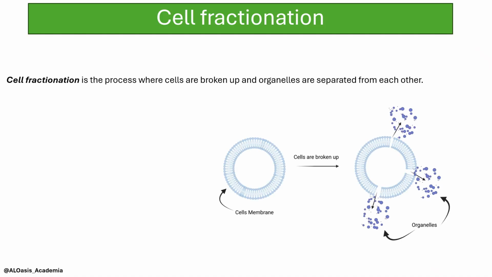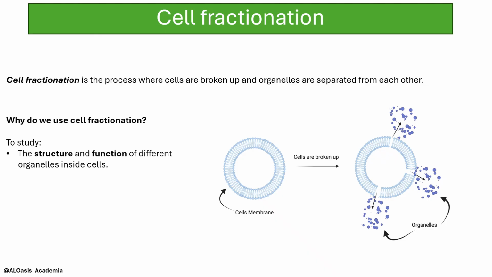Cell fractionation is the process where cells are broken up and organelles are separated from each other. As we look here in this diagram, we have a cell membrane that is intact. During cell fractionation, we will break open the cell, and this will result in the organelles starting to move out of the cell through these openings, as we can see in this image here.